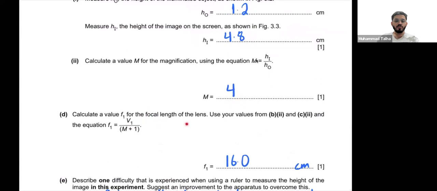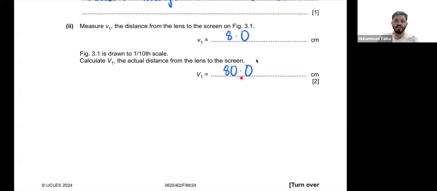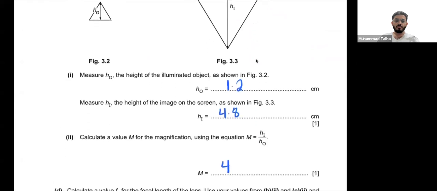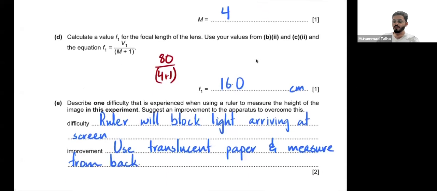Calculate a value f1 for the focal length of the lens. Use values from B2 and C2 and this equation. So capital V1 was this 80 centimeters over m plus 1. So that is 4 plus 1. So 80 over 4 plus 1 is 80 over 5, which is 16 centimeters.